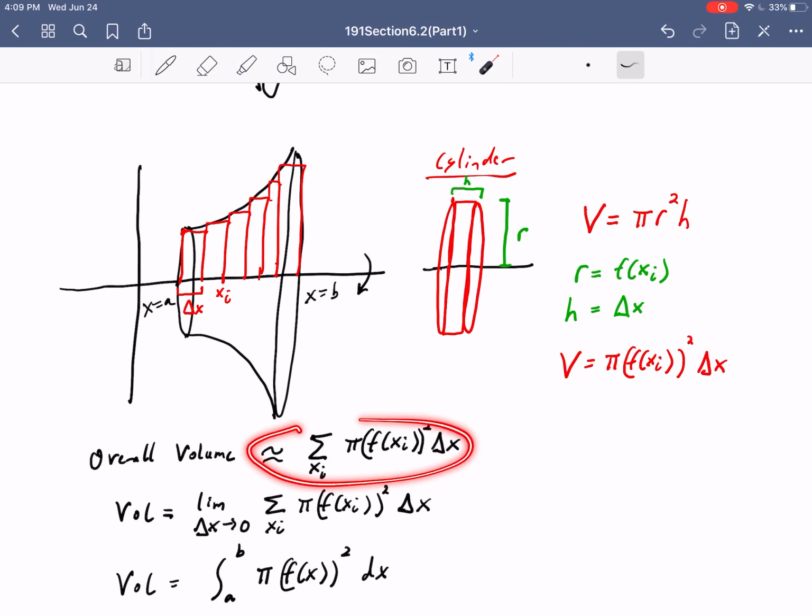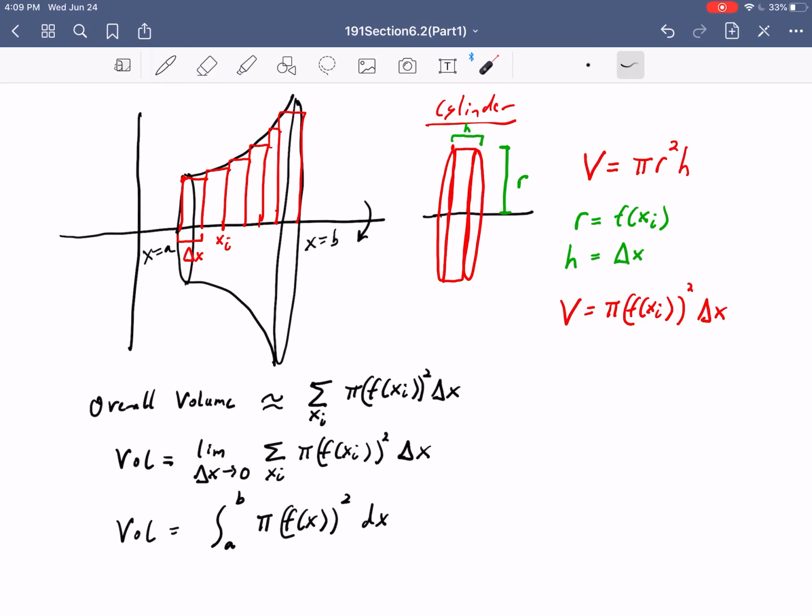We changed that approximation into an equality by letting the limit of the width of each of those rectangles, which was the height of each of those cylinders, approach 0. And then we were able to convert this Riemann sum into an actual definite integral.